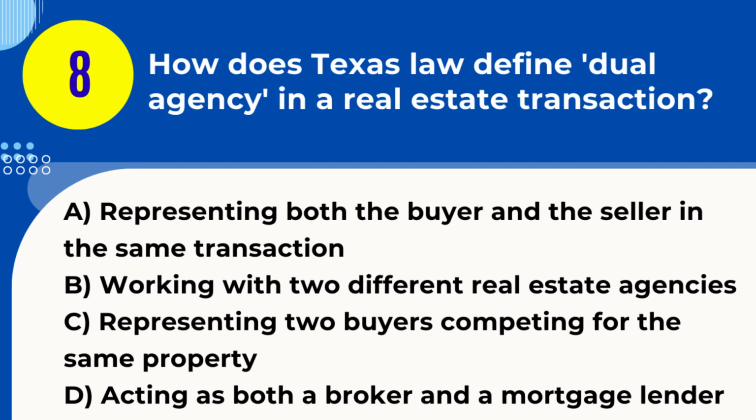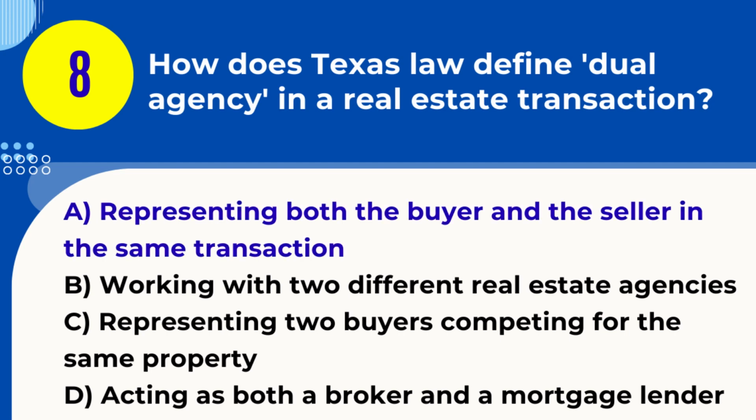Question 8. How does Texas law define dual agency in a real estate transaction? A. Representing both the buyer and the seller in the same transaction. B. Working with two different real estate agencies. C. Representing two buyers competing for the same property. D. Acting as both a broker and a mortgage lender.